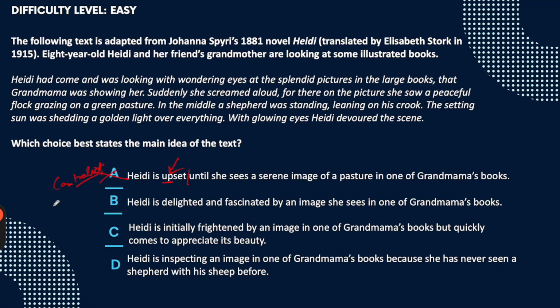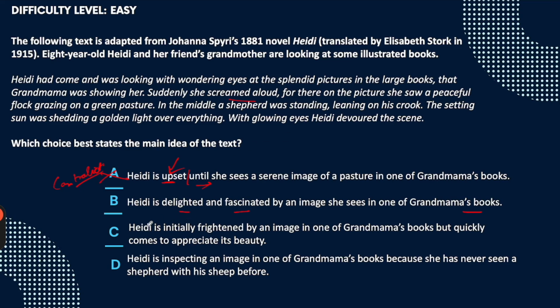As simple as that. Now for this, I don't really have to read ahead, right? Understand how much to read in order to identify whether you can eliminate the option or not. Read very mindfully. Stop at that particular word wherever you feel something is going wrong, and then analyze. So here, as soon as I started reading, the very third word that I saw was upset, and it was clearly contradicting the text. So I will eliminate this. Let's look at B. H is delighted and fascinated by an image she sees in one of grandmama's books. She is indeed delighted. She is indeed fascinated by that image that she saw, and then she screamed aloud. Correct? So I could not find anything wrong in choice B, so I will hold on to it and try and eliminate C and D.